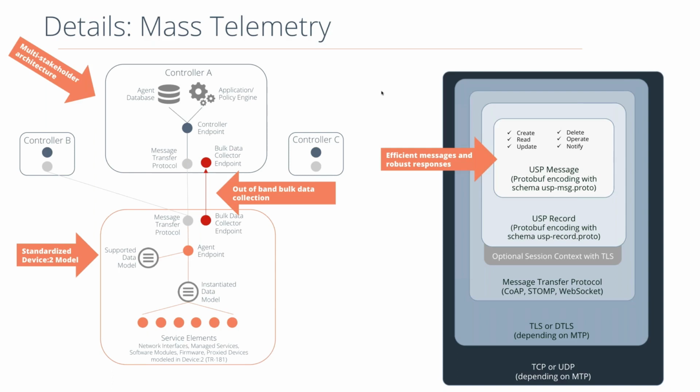And then on the bottom left, a standardized Device:2 data model. That means that everybody is able to look at the concept of what the data is on the device in a similar fashion. And again, on the right-hand side, the efficient messaging and robust responses, that's if you want to do your mass telemetry collection over the actual USP messaging.